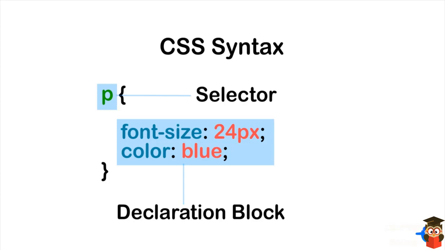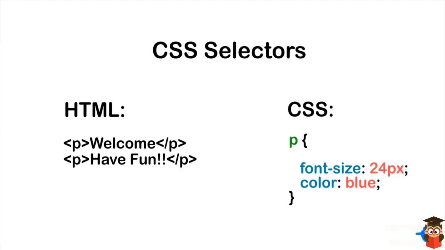CSS has a lot of such properties for defining different styles like background color, element width, element height, borders, and much more. Let's talk a bit about these selectors. We can use the HTML tag name if we want to style all HTML elements with that tag. For example, in this case, all the HTML elements with paragraph tags will get a font size of 24 pixels and text color of blue.